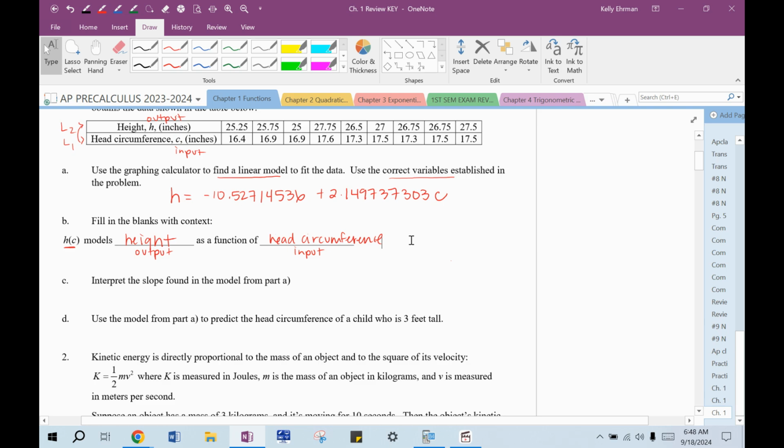Interpret the slope found in part A. The slope is the number that's being multiplied by the input. You can round this to 3 places if you'd like, or you can use the whole decimal or a longer version of it. But the interpretation is: on average, because this isn't the true slope, this is not perfectly linear data, the output, the height, increases by, I'm going to round, this 149 would round up to 150, so 2.150 inches per inch, that's weird, in head circumference.